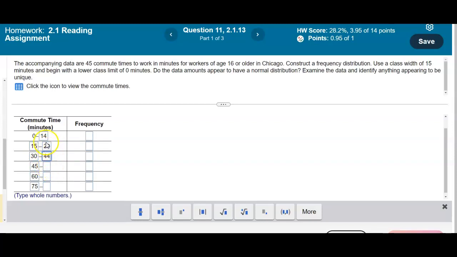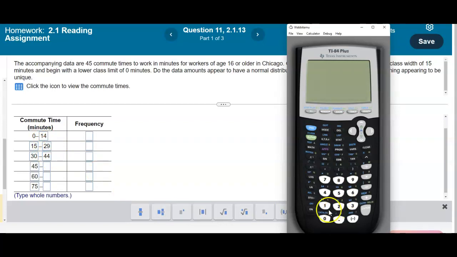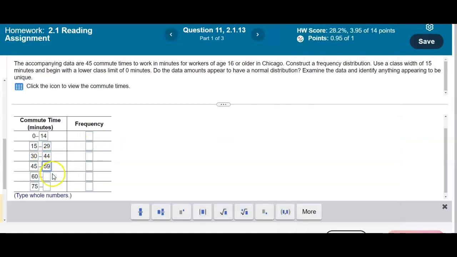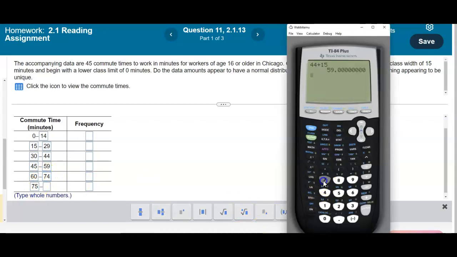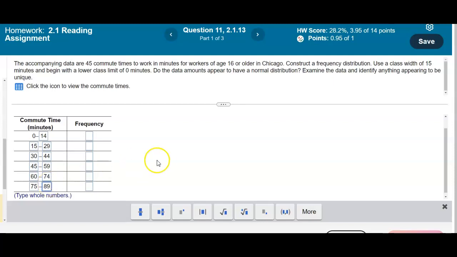And actually, let's add. What's 14 plus 15? Well, that's 29. What's 44 plus 15? Well, let's go ahead and do that. Since that's the class width, 44 plus 15 gives us 59. We know this is going to be 74 because that's one less than 75. And now let's take 74 and add 15, which is the class width, and that gives us 89. Okay? So now we have our classes.